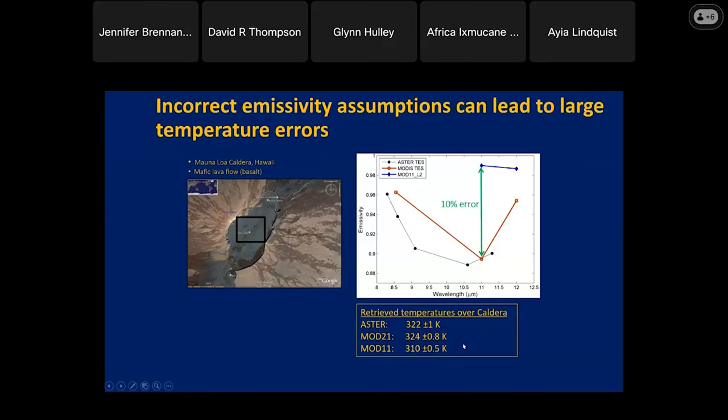And when we look at the temperature of that basaltic surface, you can see that the split window algorithm is roughly about 10 to 12 degrees different from the TES result. And so large errors in emissivity do translate into very large errors in temperature. And so you really need an algorithm that's able to both retrieve the temperature and emissivity simultaneously.